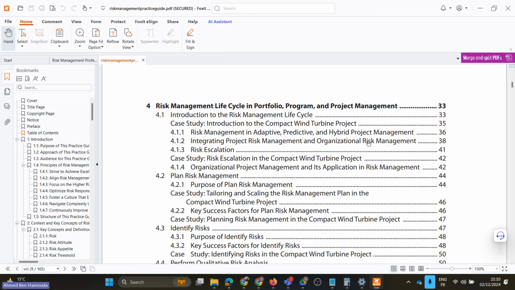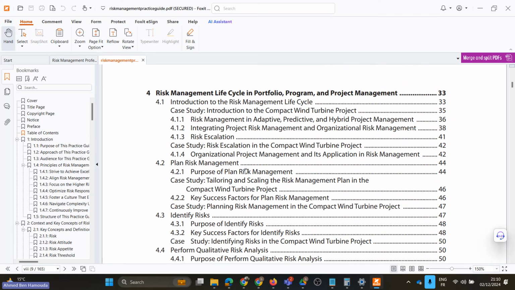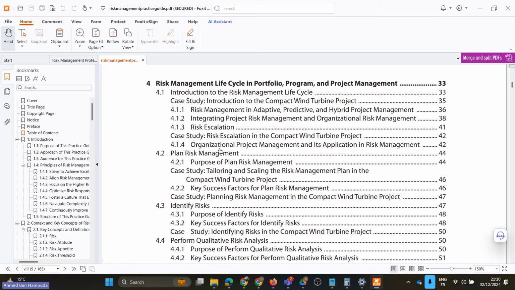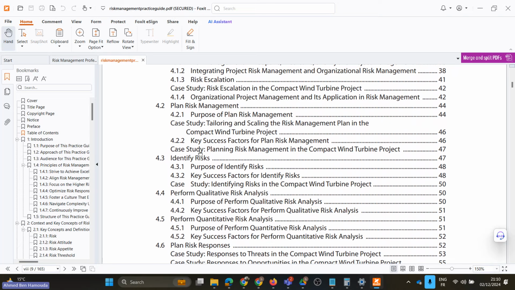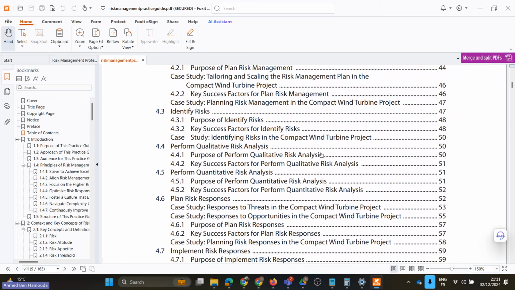Then the organizational project management and its application in risk management, and actually how risk management is impacted by the organizational processes, how to plan for risk management, the purpose of planning risks. And here we go back always to the case study, which is tailoring, scaling, and this compact wind turbine project. Key success factors with the examples of this case study, because actually if you manage to understand this case study, then you'll be able to respond to the different situations in this RMP exam.